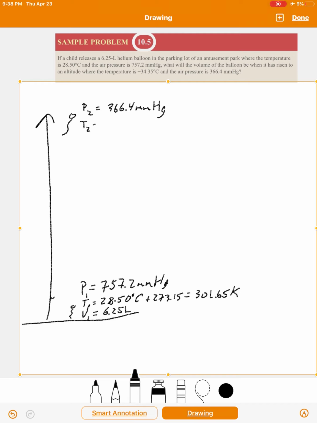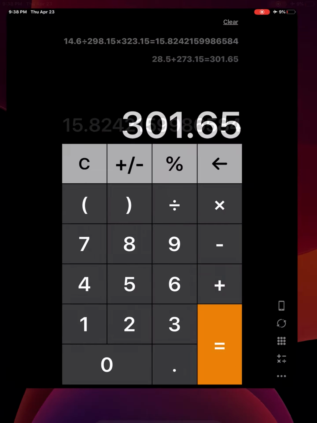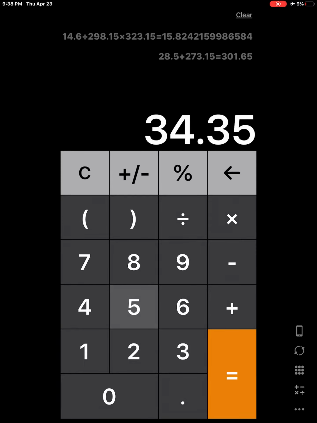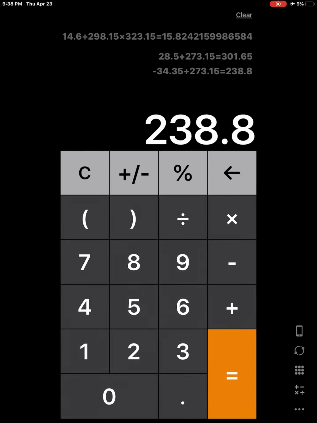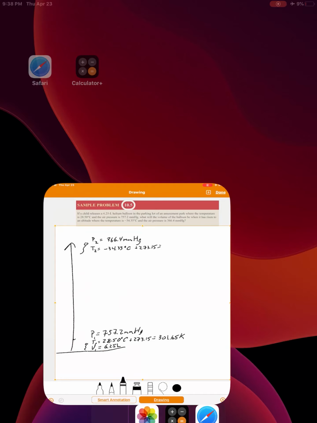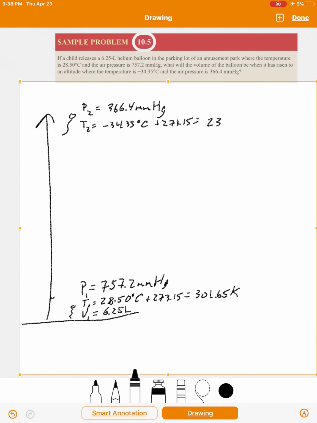T2 is negative 34.35, but we're going to add 273.15. So negative 34.35 plus 273.15. Remember, no Celsius in these gas laws. That's 238.8 Kelvin. And then they ask, what's this new volume? That's the question.